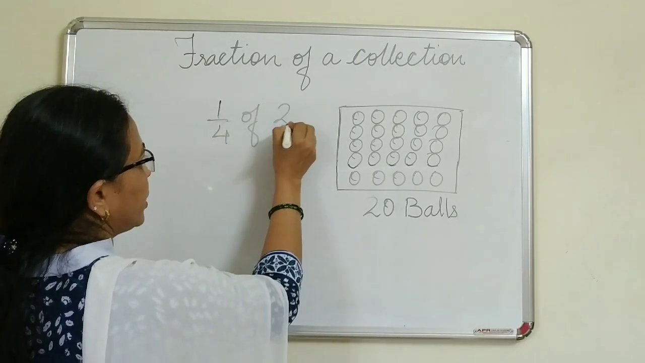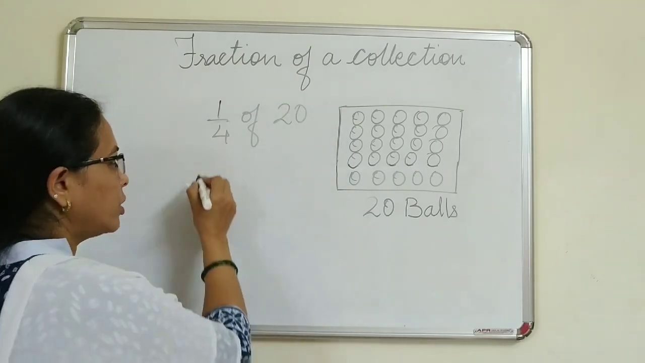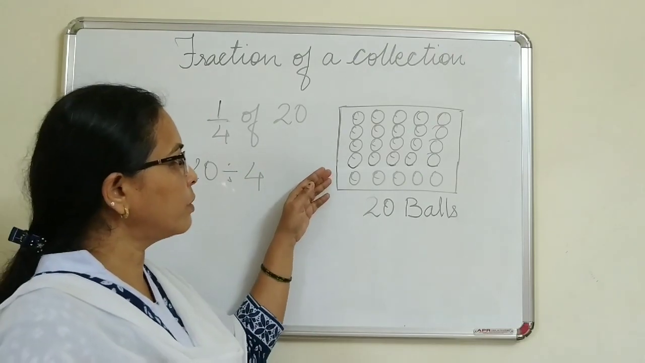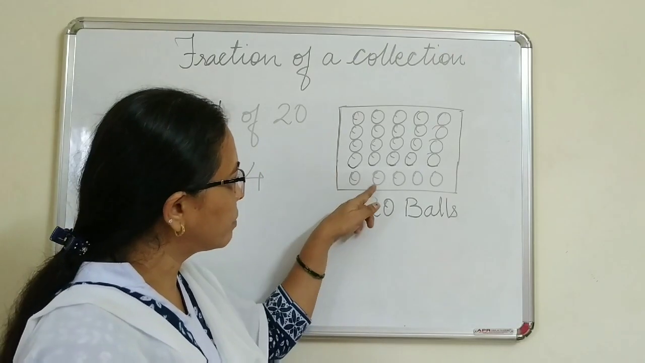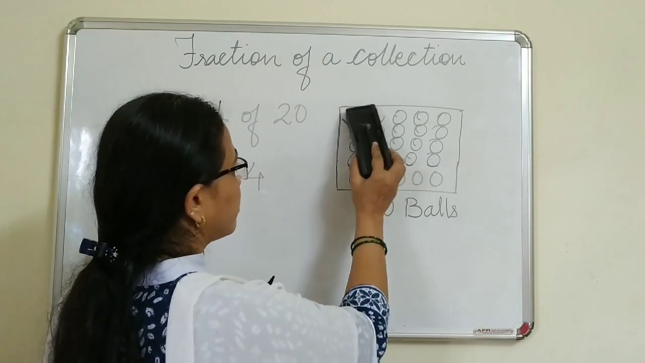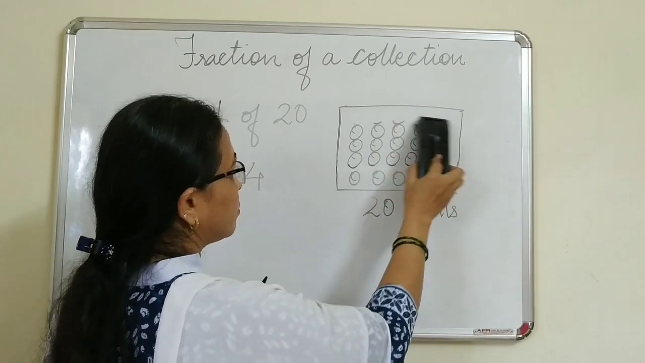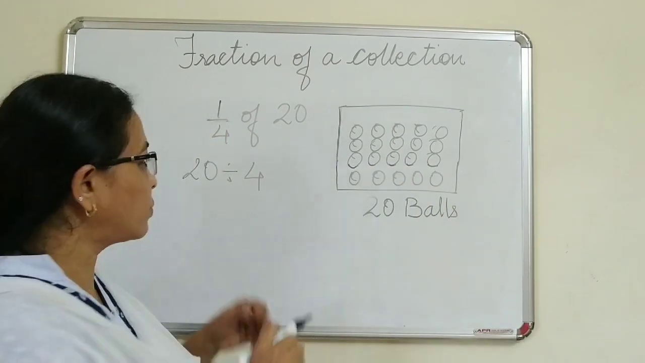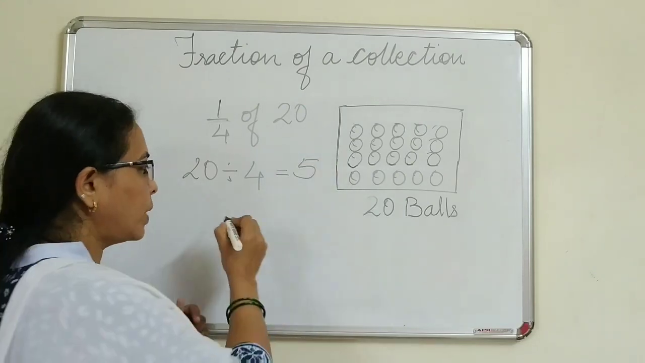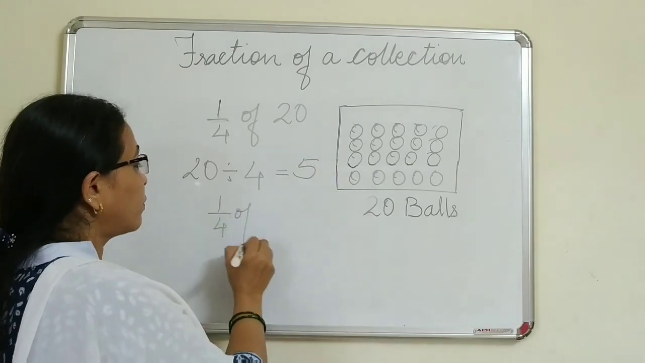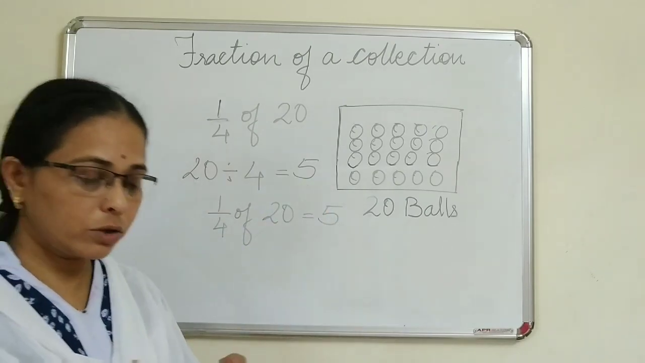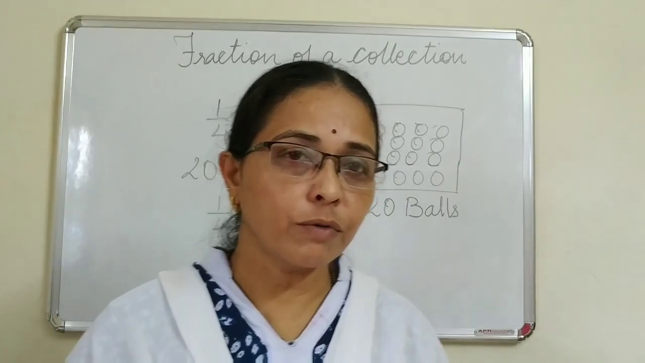1/4 of 20 means you have to divide this 20 by 4. We will get 5. So 1/4 of 20 is 5 balls. Therefore you are going to give me 5 balls.